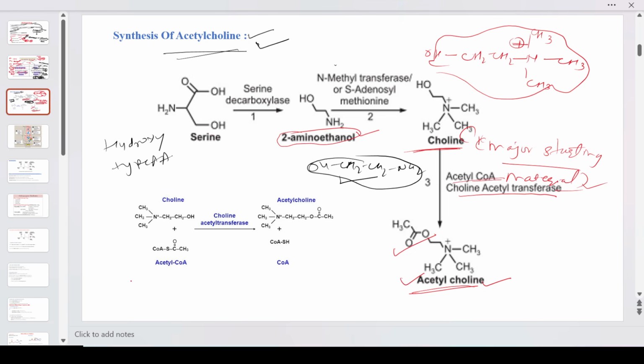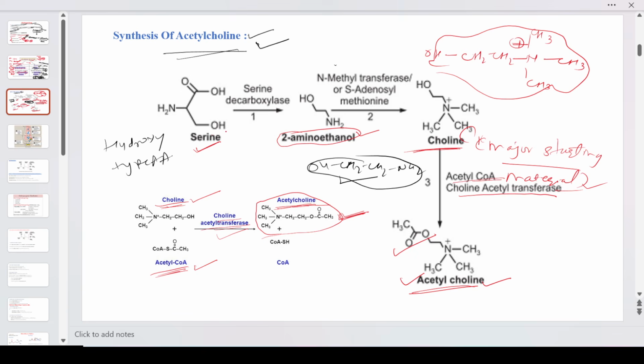So simply we will see, I have mentioned this reaction here. This is choline, a basic moiety synthesized from the amino acid serine, and this is acetyl CoA. This choline gets combined with acetyl CoA in presence of the enzyme choline acetyl transferase and is converted into acetylcholine, the major neurotransmitter of the cholinergic system. So this is most important.